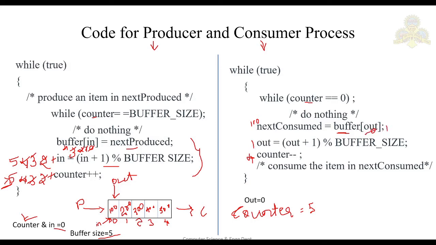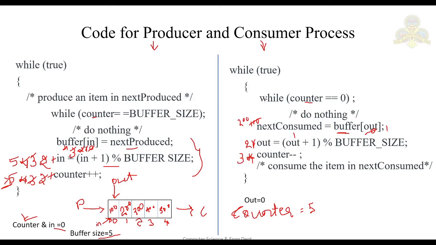So what is there in buffer of 1? What is there in this location? Come and see in this figure. So in the location here, buffer of 1, we have the value 200. Now this 200 will be placed in next consume. 100 is gone. Now the new value is 200. Then perform this operation. Out is equal to out plus 1. What is the value of out? That is 1. 1 plus 1 mod 5. 2 mod 5 is 2. Decrement the counter again. 4 minus 1, it is 3.